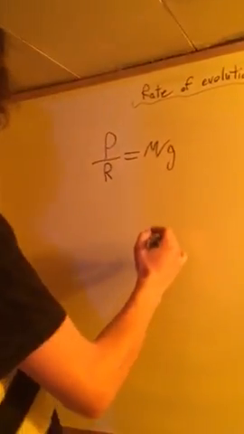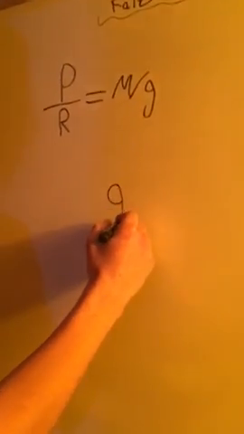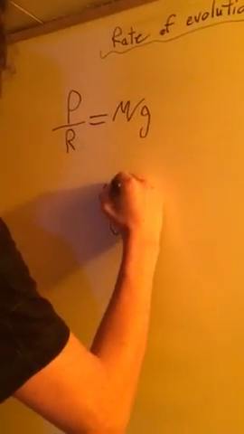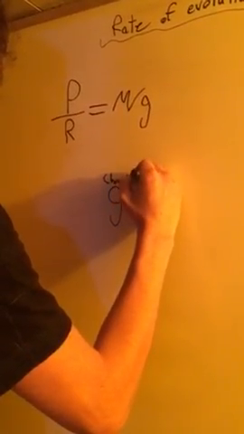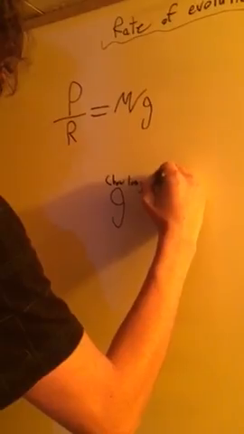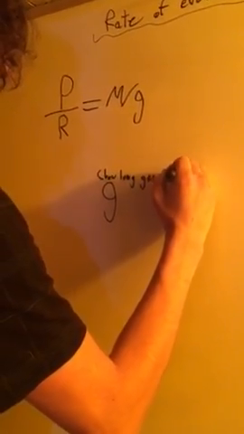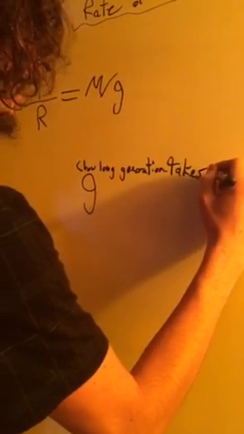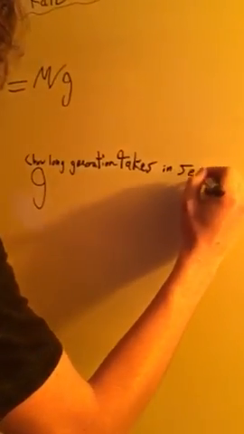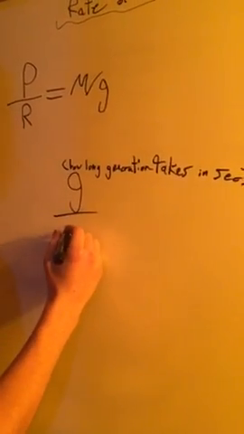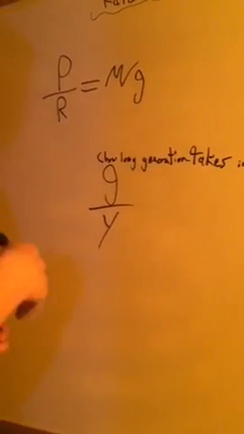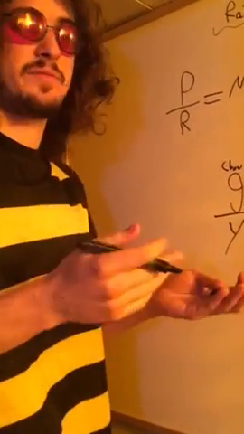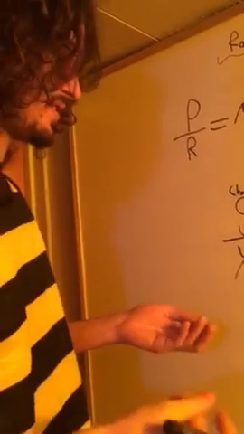So then you're going to have the time it takes a generation. So this is going to be how long a generation takes in seconds. And then you can divide that by how many seconds are in a year. You could use 100 years, 10 years, 50,000 years. You could use any number of years, really, depending on what species you're actually looking at.